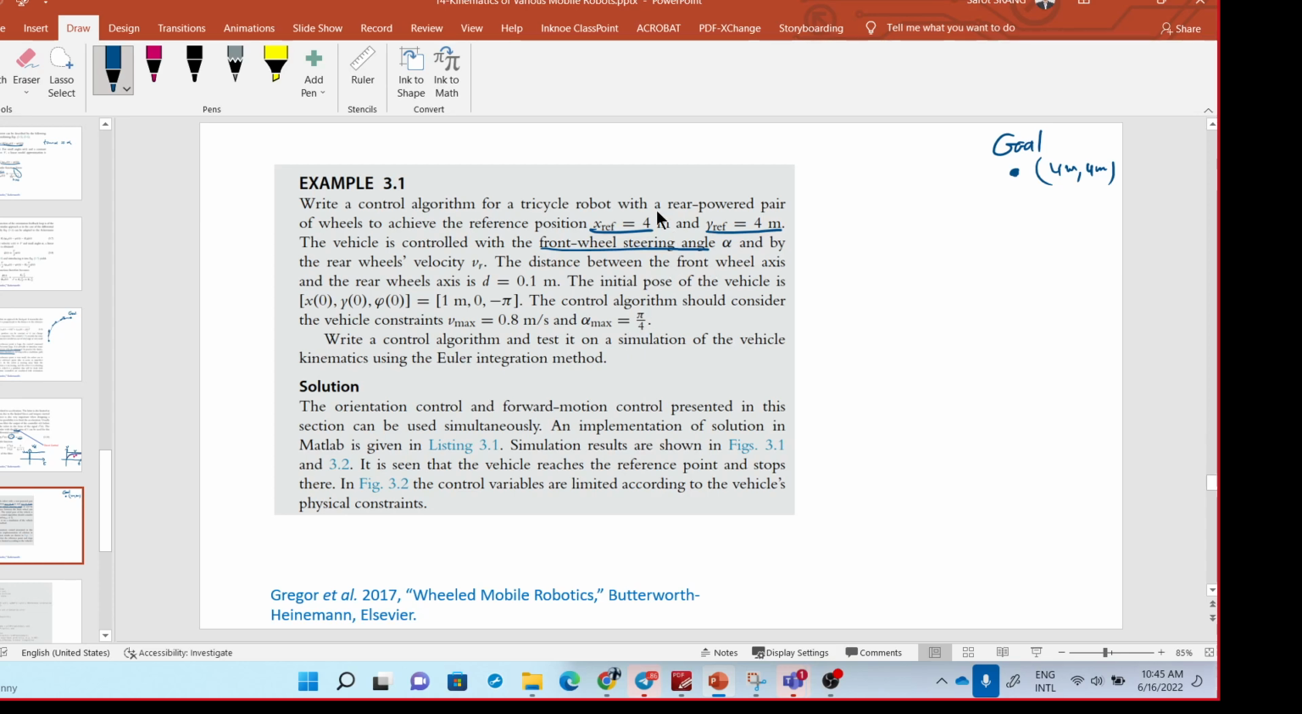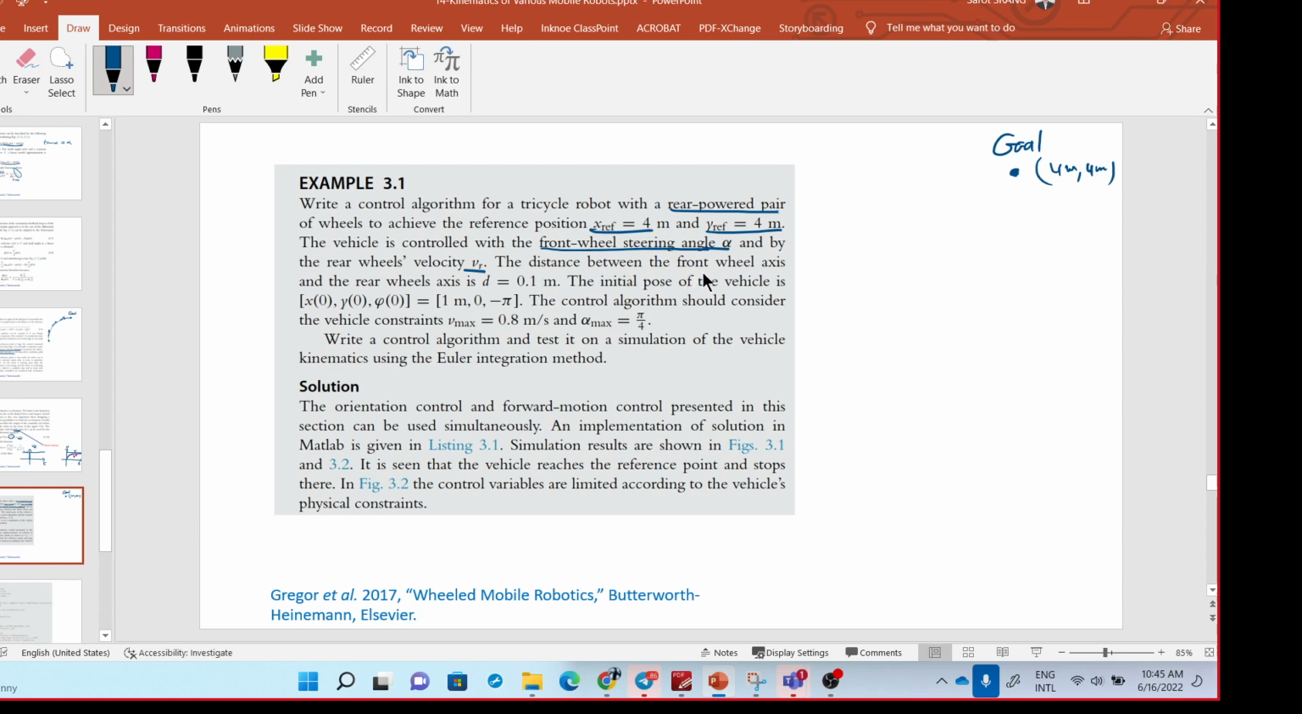Sorry, this one is rear power pair. It means the drive actuator is put on the rear wheels. But we control the steering angle alpha. Be careful to choose the kinematic equation correctly. And we control the rear wheel velocity VR as well.